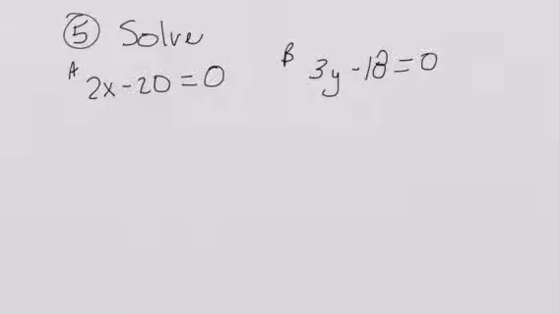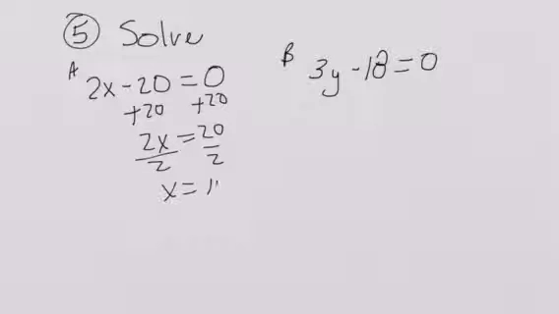Now we're going to solve for x. So we're going to add 20. So 2x is equal to 20, divide by 2, divide by 2, x is equal to 10. So our ordered pair would be 10, 0, and that's going to make it an x-intercept.